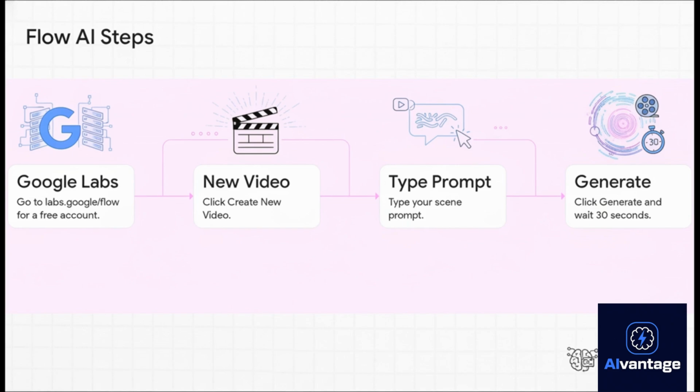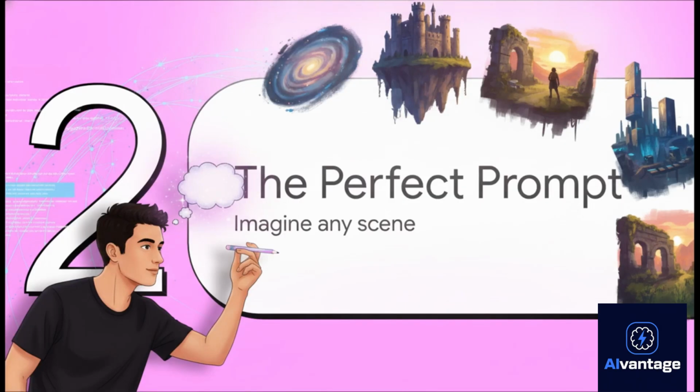Step 3 is where the magic happens. Type in a prompt describing your exact scene. And finally, Step 4, hit Generate. Boom! In about 30 seconds, the AI processes that text and hands you back a fully realized cinematic video. It's literally like sitting in a director's chair in real time, instantly translating the thoughts in your head into high-end visuals. Which brings us to Section 2, crafting the perfect prompt.